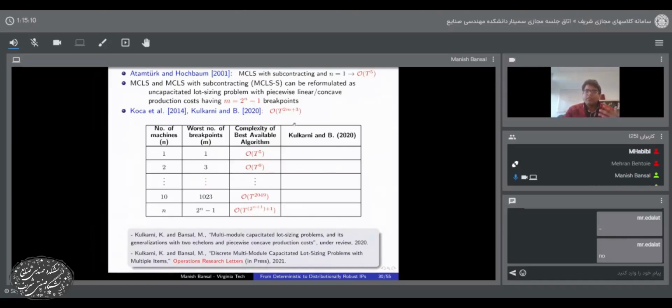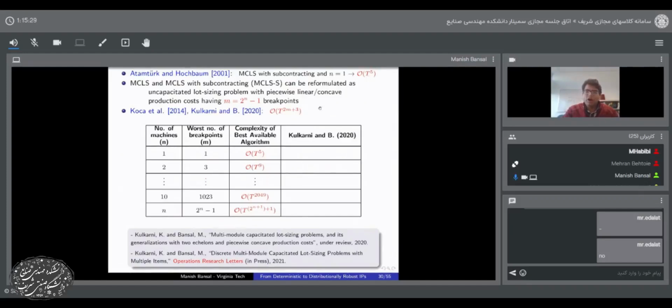In addition, we looked at some more extensions, where we considered MCLS with subcontracting. In the literature, for the single capacitated or constant capacitated problem with subcontracting, Atamtürk and Hochbaum derived an algorithm that takes order of O(T^5).